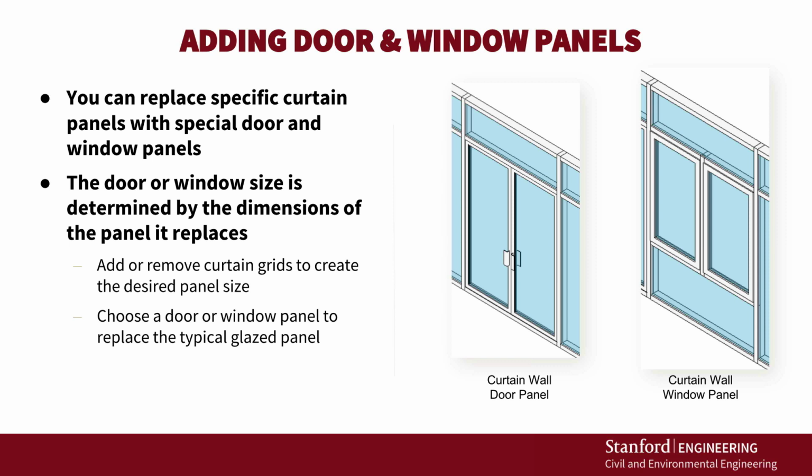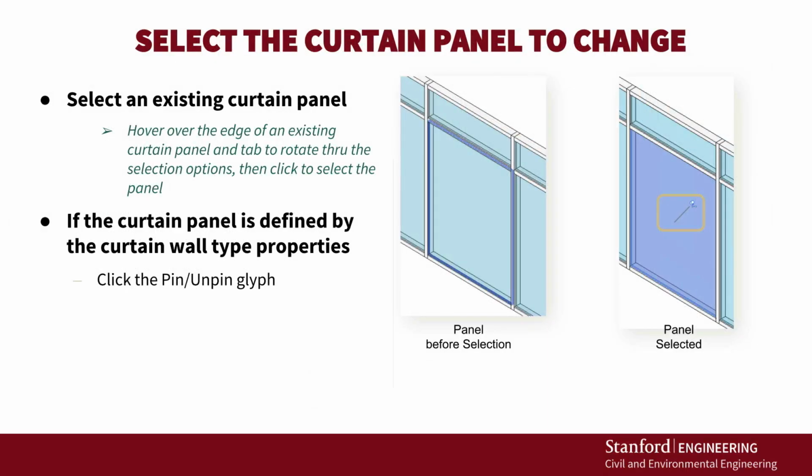In these images on the right, we're looking at a curtain wall door panel replacing a glazed panel. We're also looking at a curtain wall window panel, an awning window panel, replacing a typical glazed panel. To change a curtain panel to a door or window, start by selecting the curtain panel to change. You can do that by hovering over the edge of an existing curtain panel and hitting the Tab key to rotate through the selection options.